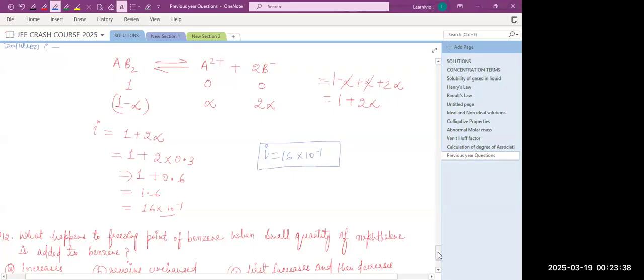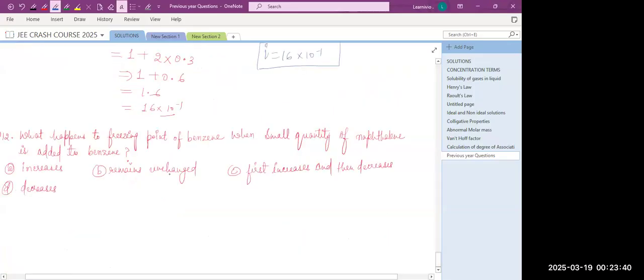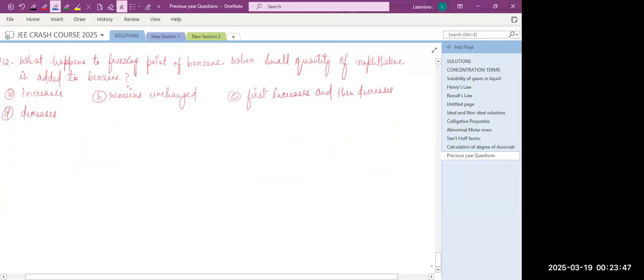Okay, so this is the last question, bachcho. What happens to the freezing point of benzene when a small quantity of naphthalene is added to benzene? When a small amount of naphthalene is added to benzene, what happens to the freezing point of benzene? Just tell me.